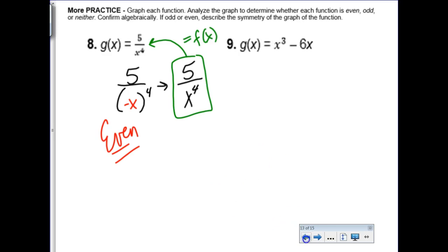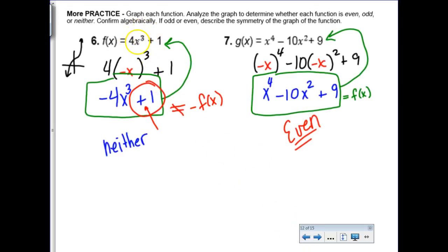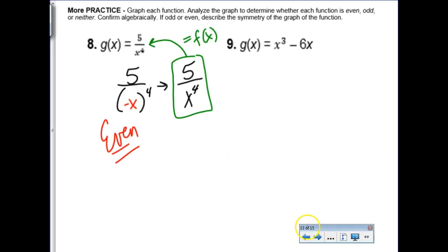But do you guys remember this one back here? This had an odd power on it for a degree, but it was neither. So maybe you've kind of figured out the trick here. There is a trick for you guys to anticipate whether it's even or odd, but by the time you go through that little mental calculation, you might as well just do the test. That's my opinion.